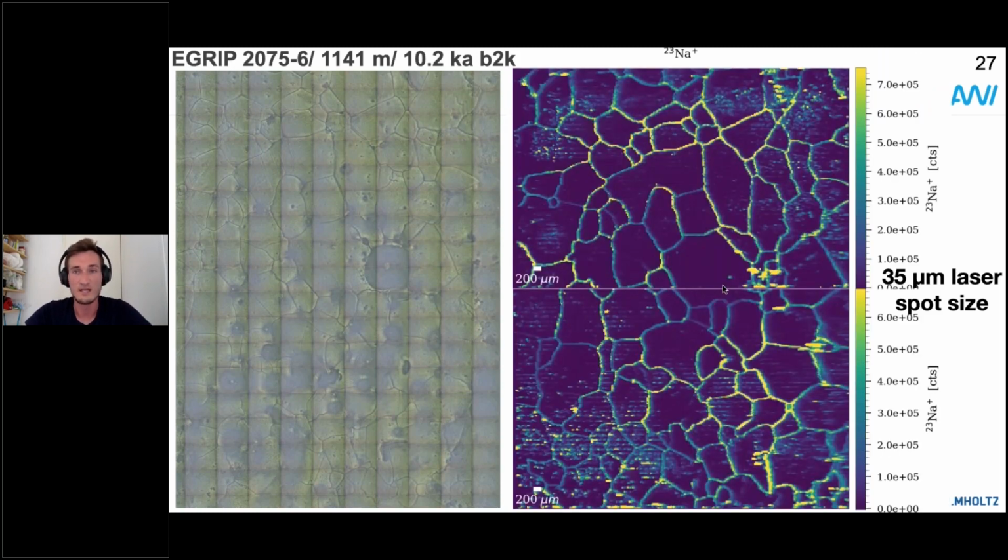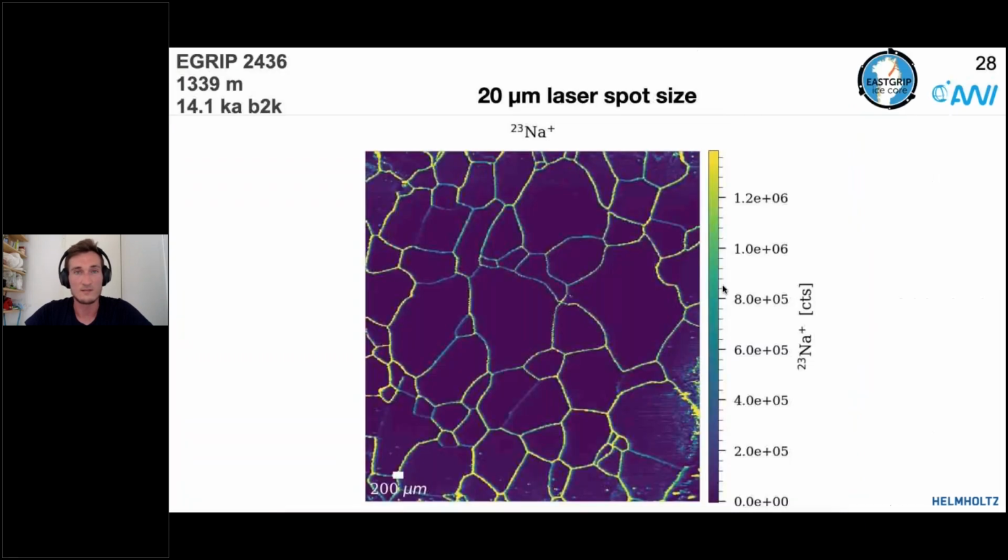So here's one example with 35 micrometer laser spot size of sodium at 1,140 meters of depth. And just to show you some new, very preliminary data, we increased the resolution. So we went down to 20 micrometer laser spot size. Here at a different sample, almost the oldest one I brought down to Venice. And there are some really interesting patterns which we are trying to get behind now, trying to combine this microstructure and this impurity approach.